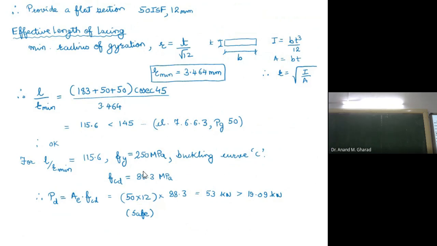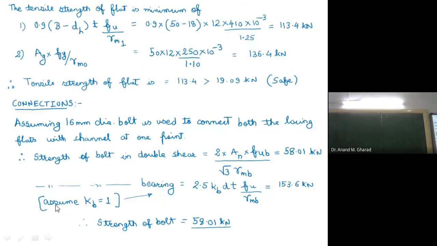So you can see with the calculations we have found that the lacing flat, whatever we have considered, was okay, that was safe. We are supposed to check the capacity of that lacing flat for compression as well as for tension. That's what we have done. In order to calculate the compression capacity, we are supposed to calculate the effective length. That effective length is necessary to calculate the slenderness ratio, isn't it? Once we get the slenderness ratio, then we can evaluate this PD value, design load.